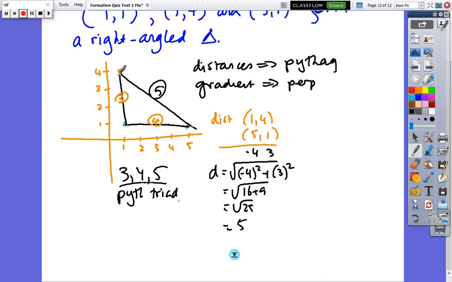Otherwise, prove that that and that are perpendicular. This is going straight up, so the gradient is undefined. This gradient is 0, and even though normally you have m1 times m2 equals minus 1 to prove perpendiculars, when you have a line going straight up and straight across, they have to meet at a right angle. So you can use distances or gradients. Okay, so that's a pretty rushed video, but that's all I had time for.